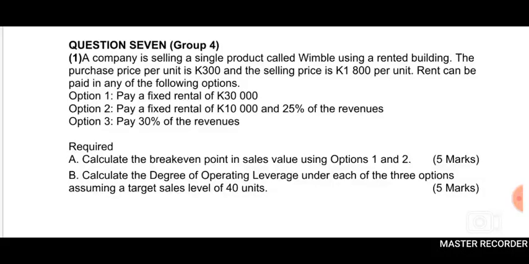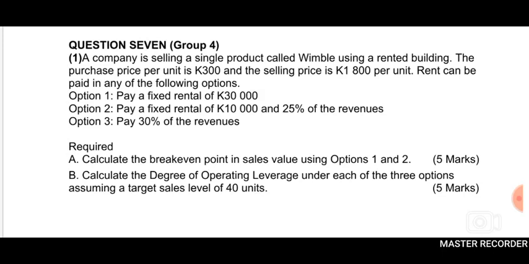We are looking at this question on cost volume profit analysis, which is the CVP. It says a company is selling a single product called Wimbo using a rented building. The purchase price per unit is 300 kwacha and the selling price is 1,800 per unit. Rent can be paid in any of the following options.